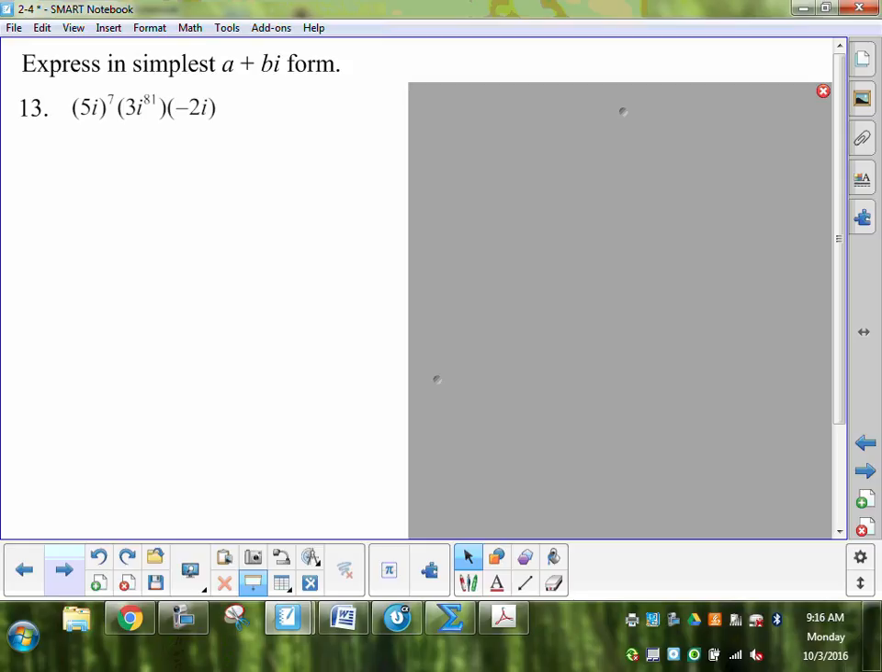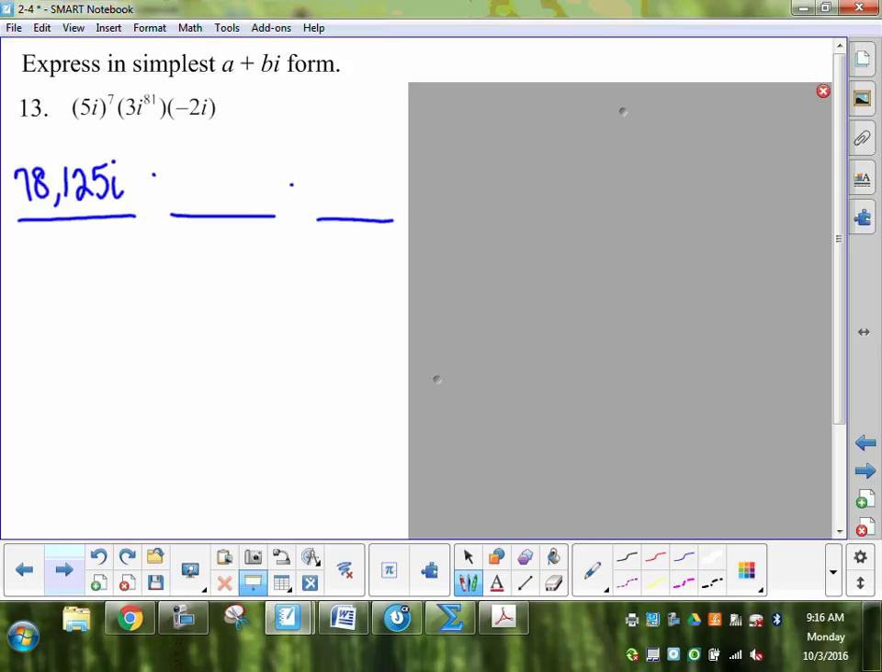How about the 5i to the 7th power? Both of those need to be raised to the 7th power. So go into your calculators, hands up please when you can tell me what 5 to the 7th power is going to be. 78,000, what is it? 125. i to the 7th times 3i to the 81st times a negative 2i.